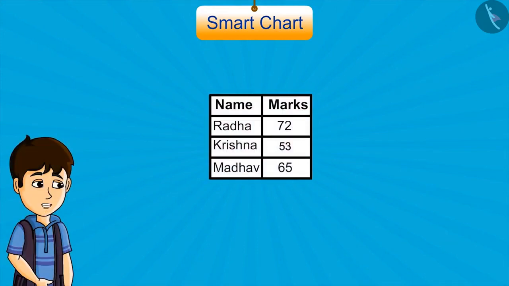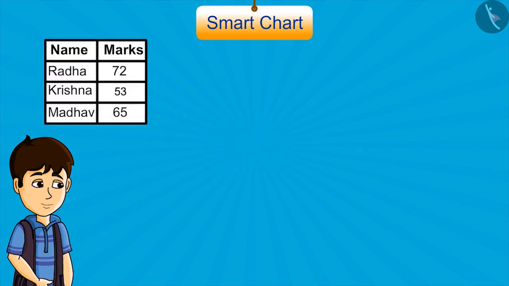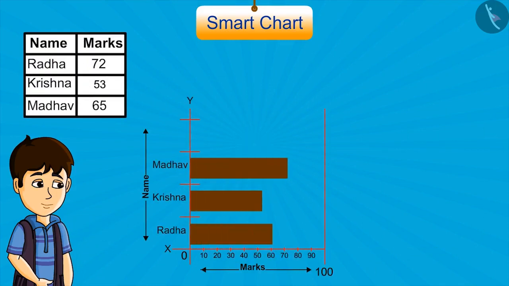For example, look at this data. Here are the marks scored by 3 students in maths. Radha got 72, Krishna got 53 and Madhav got 65. Come, let's represent this in strips. If we place the strips like this, is it right?